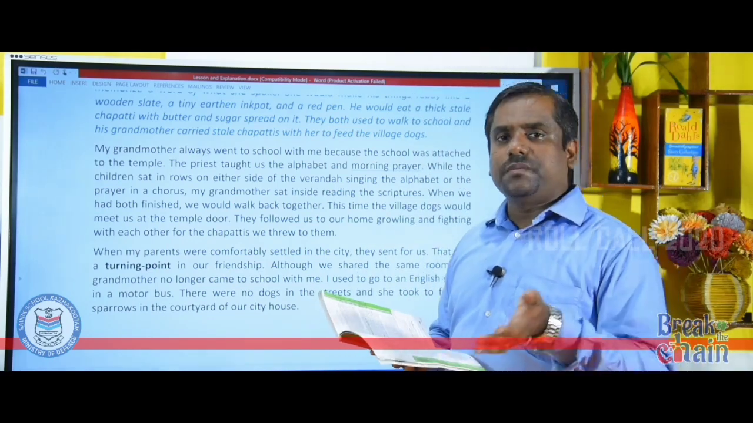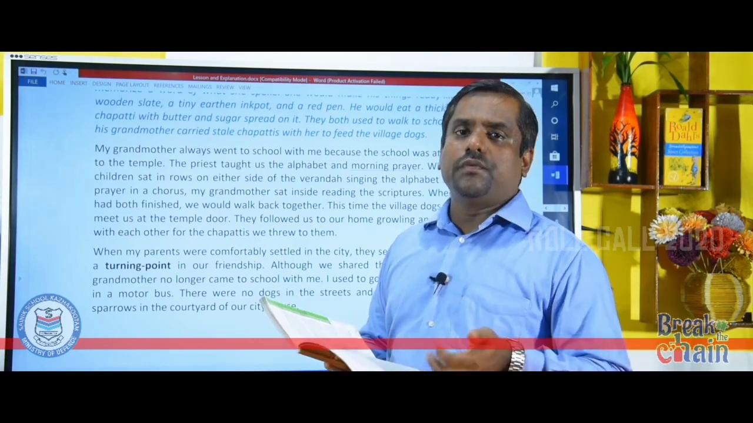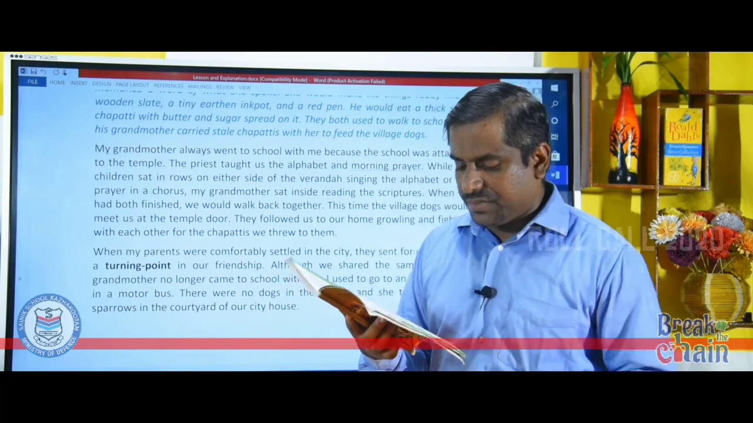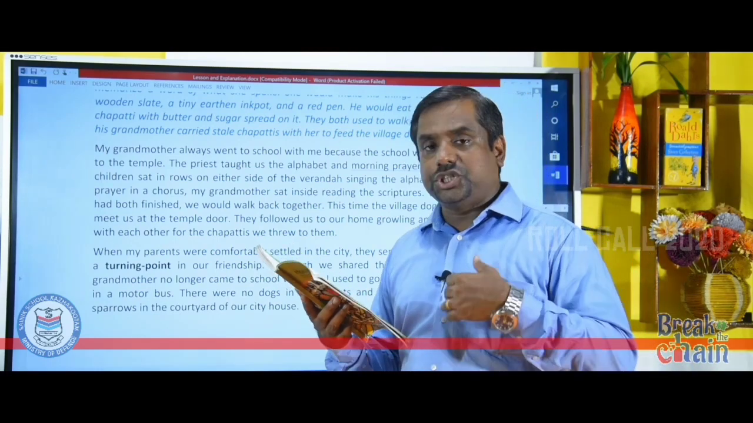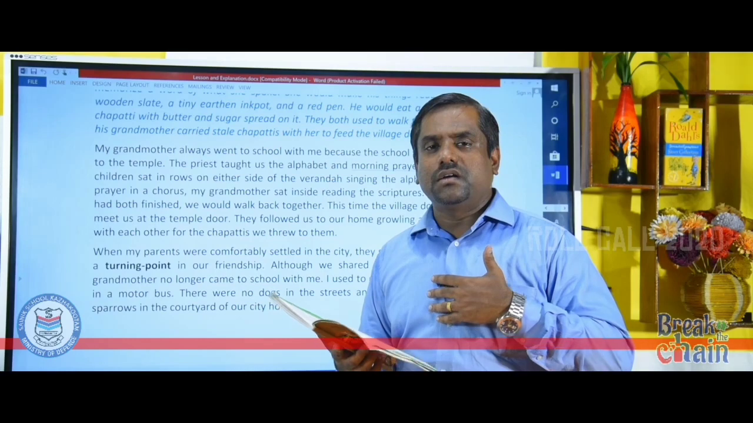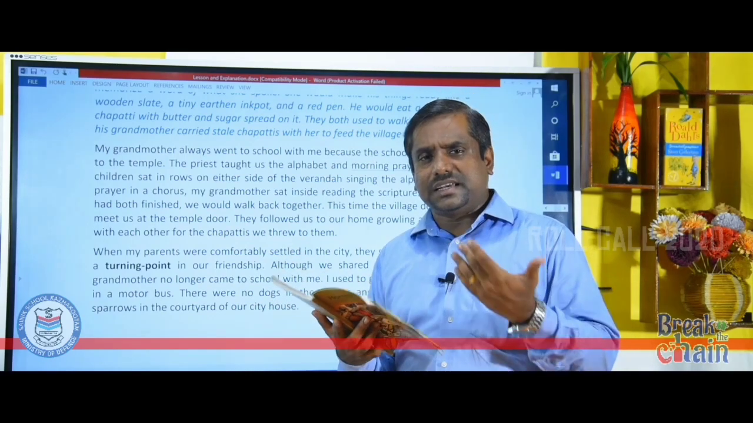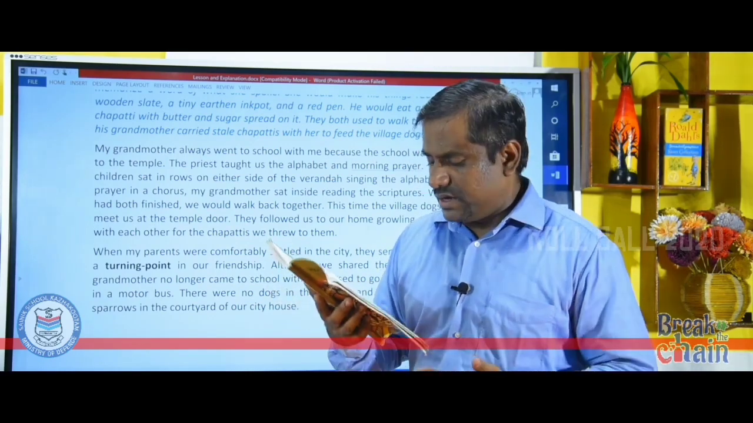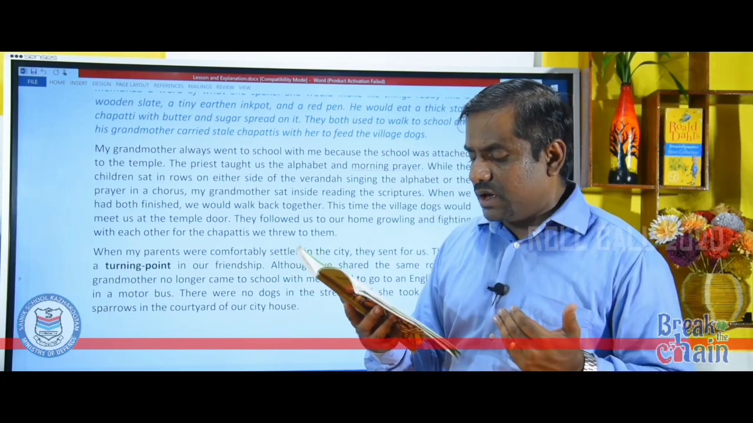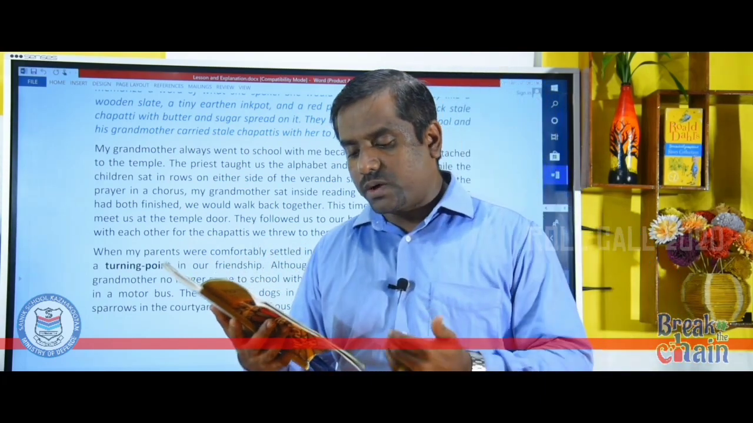Probably there might not have been any other person who could feed these village dogs. Probably they might have been ignored by others. So that might be the reason. Anyhow, she found some kind of happiness. She found it as a great act, helping those animals.